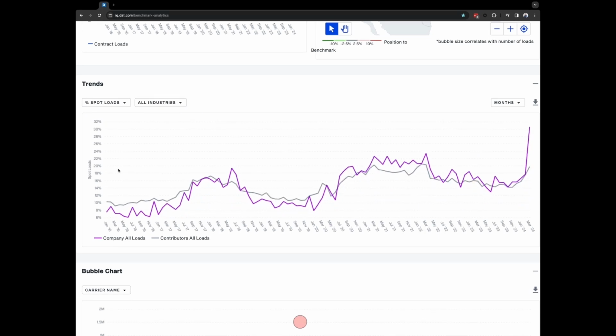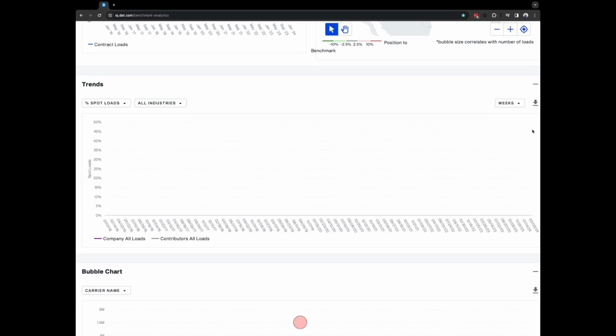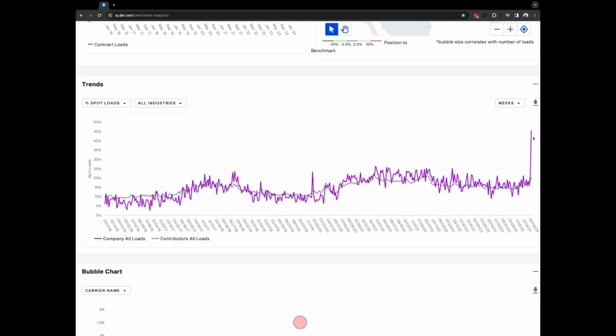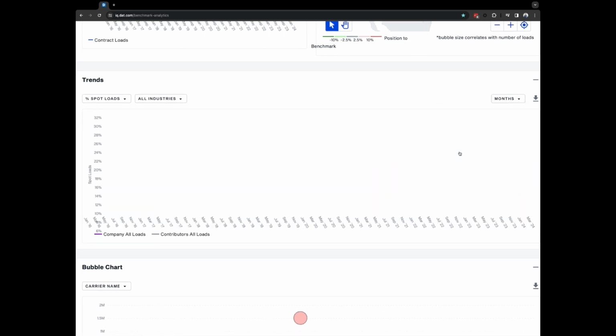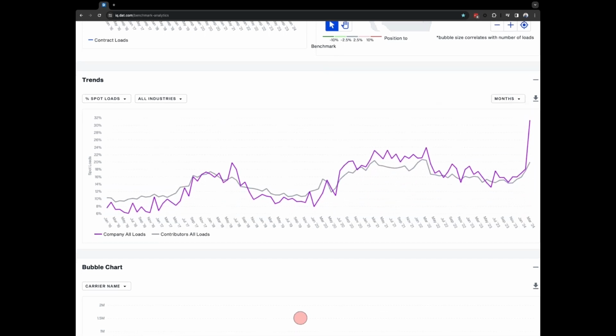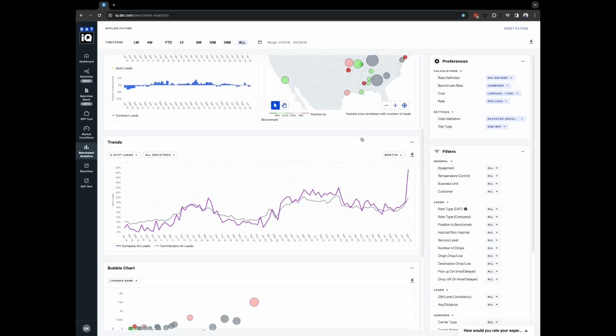One other commonly used metric is percent of loads in the spot market, especially when the market's tight and those rates are very high compared to contract rates. So this might be another one that you want to share on a weekly basis. I think my demo data is a little bit scattered there at the weekly level. But you can play around with the different time intervals. But this gives a good trend analysis on how your rates are being utilized from a contract and spot mix perspective.